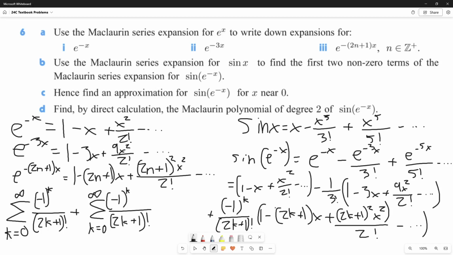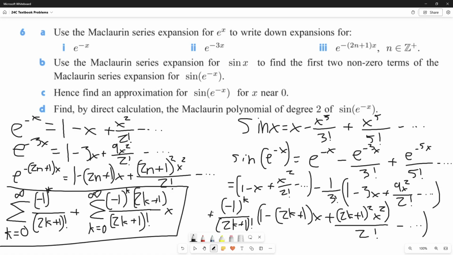And then our pattern for x is literally given right here, so we just write that in: 2k plus 1, and then multiplied by x. And then those are our first two terms. That's our answer for part B.